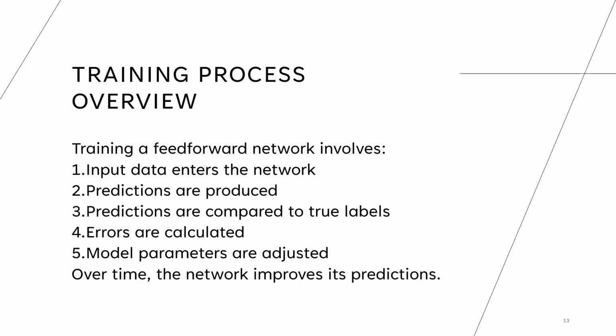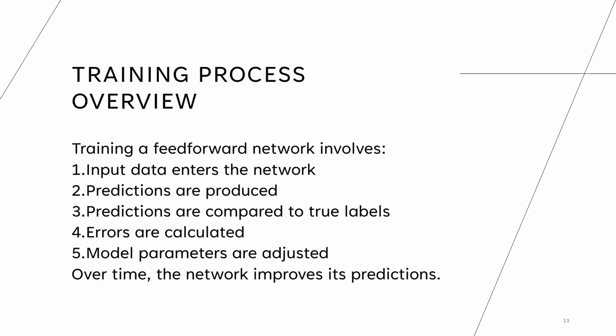Training a feed-forward neural network is an iterative process in which the model gradually improves its predictions. First, input data enters the network through the input layer. The network processes this information as it moves forward through the hidden layers. Next, the network produces a prediction at the output layer. That prediction is then compared to the true label or correct answer from the training data.